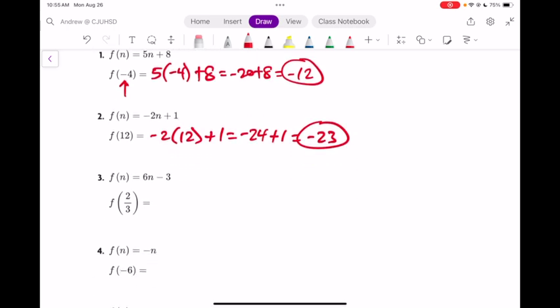When you're working with a fraction, remember a fraction is just instructions to multiply and divide. So what we can do is 6 times 2, that's 12, and then divide by the 3. So 12 divided by 3, 4, 4 minus 3, answer is 1.